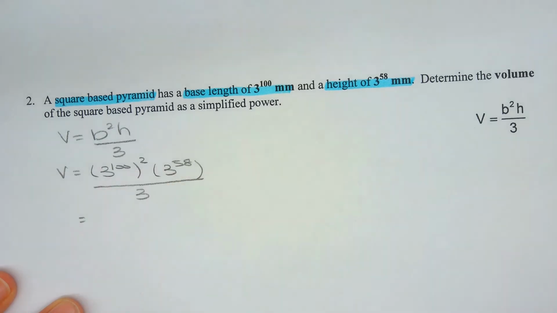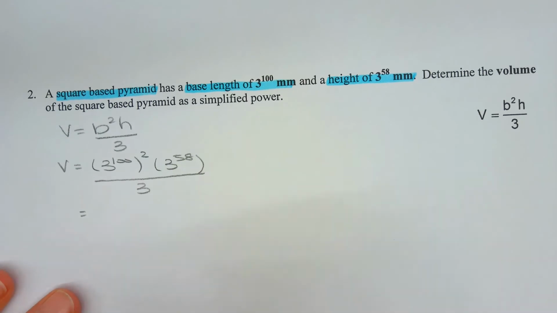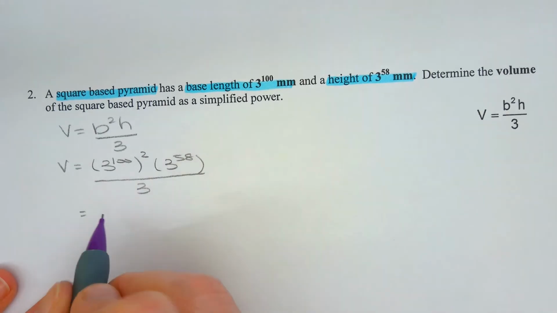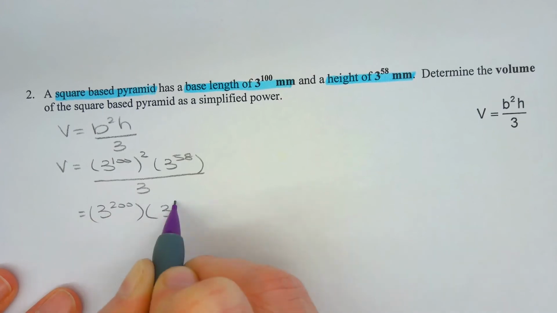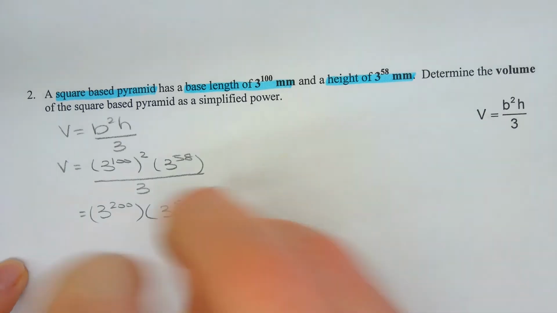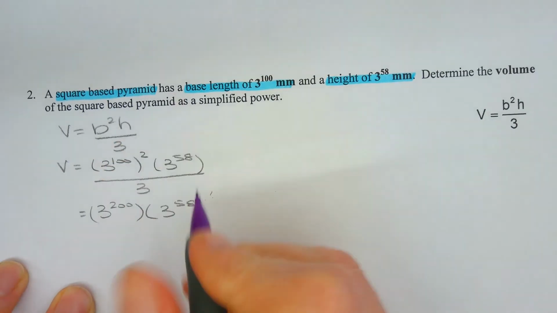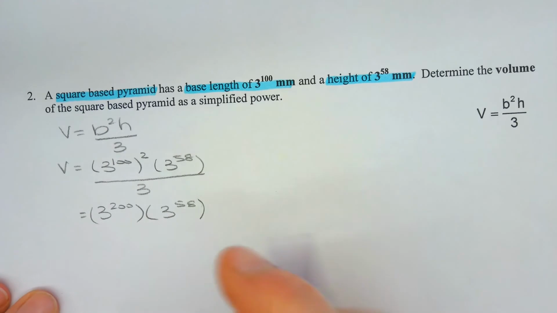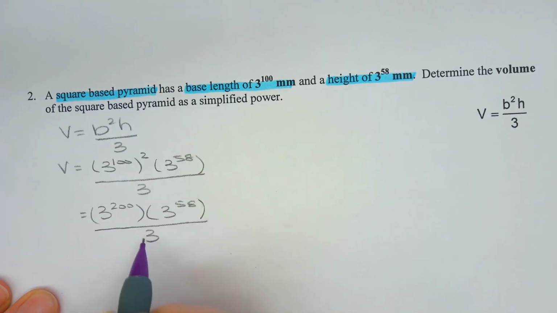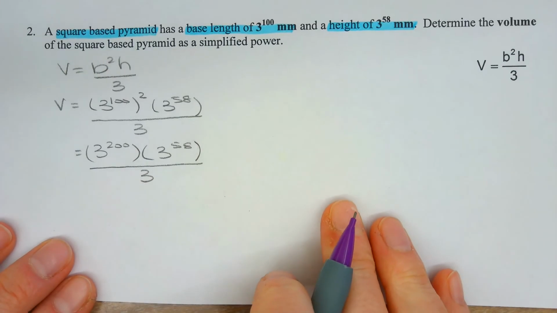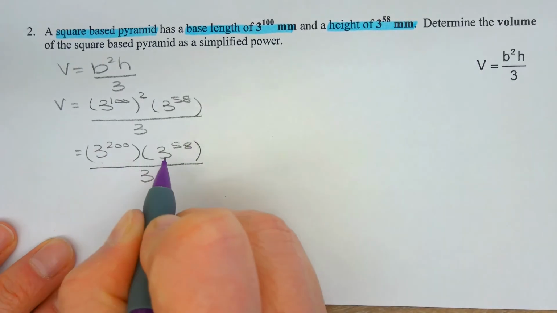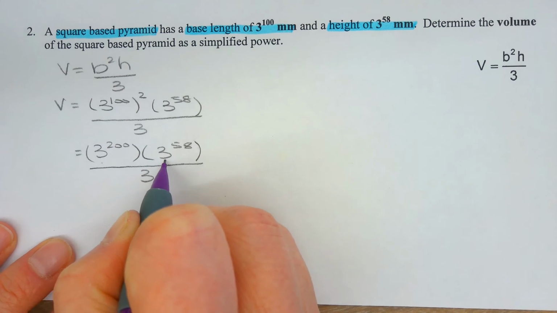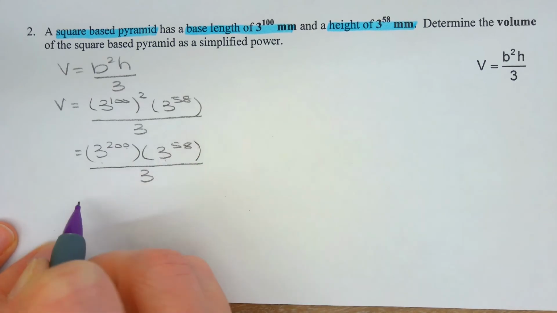So I'm going to do the exponent on the outside of the bracket first before I do multiplication or division. If I have a power to a power, I'm going to be multiplying. So this is 3 to the power of 200 times 3 to the power of 58. And that's all divided by 3 still. So now I can multiply. So I have powers of the same base. When I multiply powers of the same base, I can add the exponents.